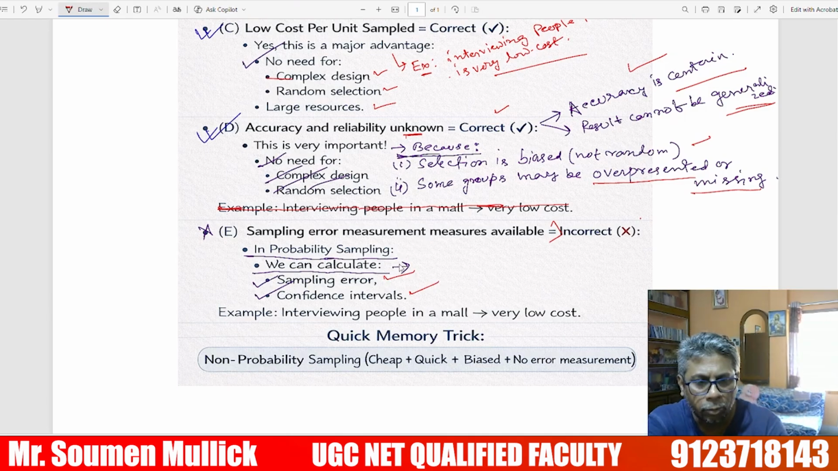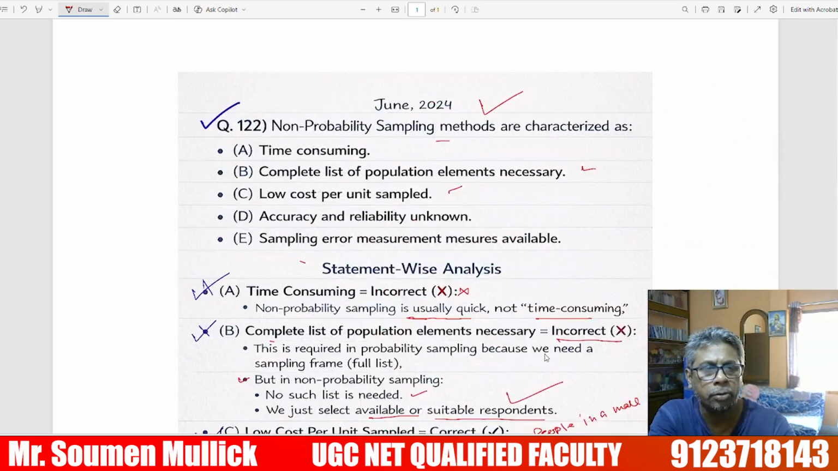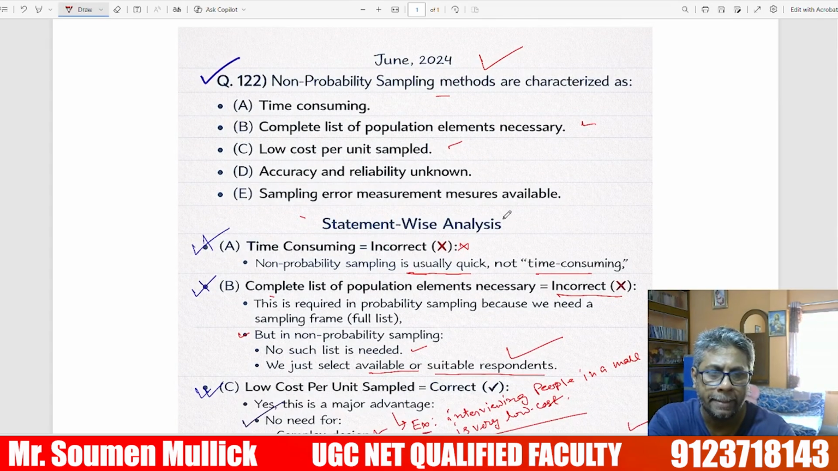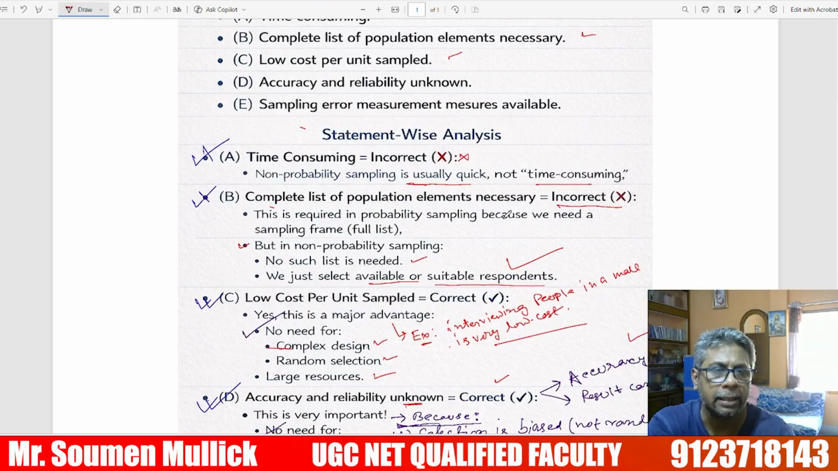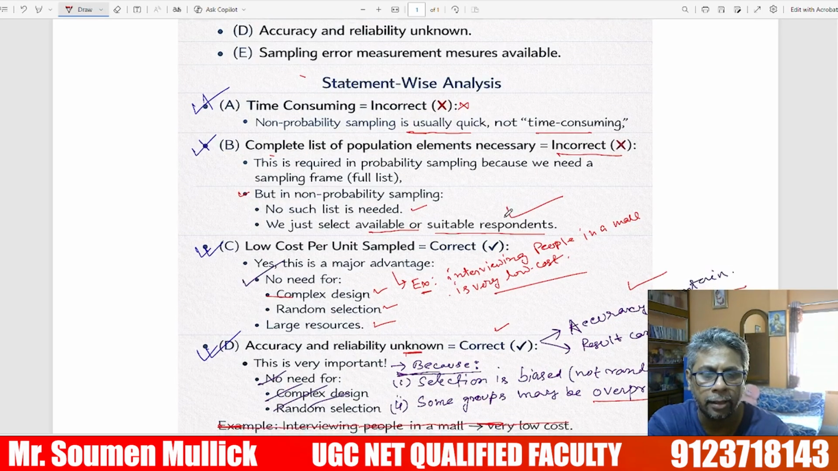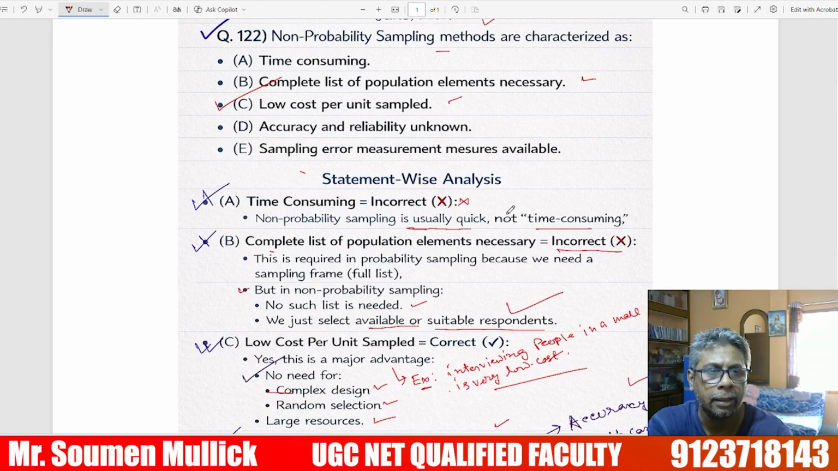So, what is the quick memory trick? Non-probability sampling: cheap, quick, biased, plus no error measurement. So, non-probability sampling methods are characterized by C, low cost per unit sample, which is correct, and D, accuracy and reliability unknown, which is also correct.